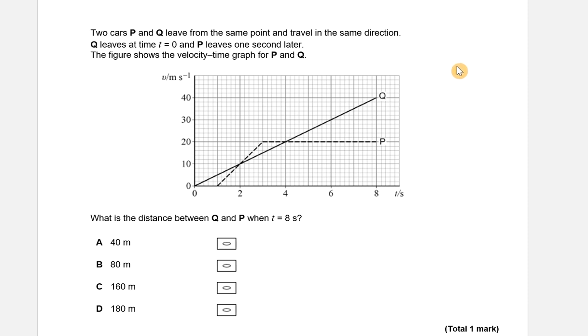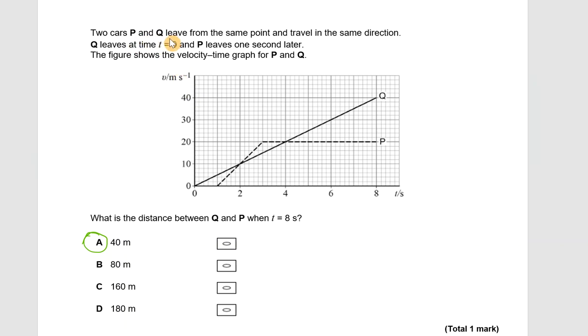Hello, here's another AQA question on the mechanics topic. If you want to try this video, try to answer this question yourself, pause the video now. If you've got the answer right, well done. Here's my explanation.